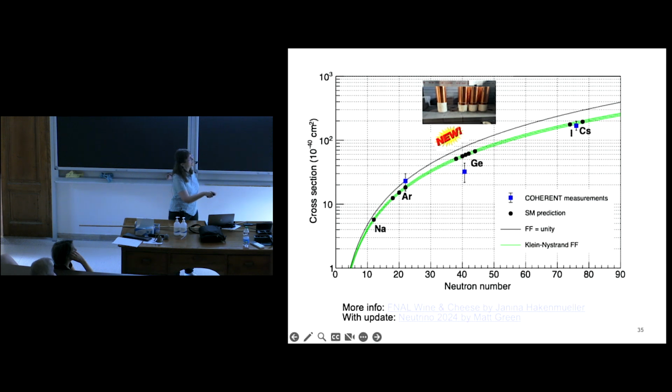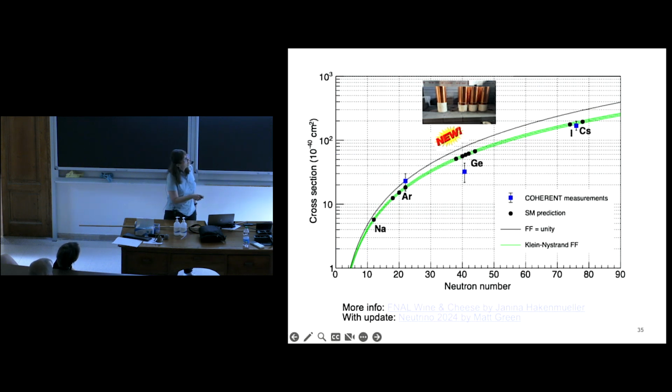There is, in fact, a form factor. The nucleus is not perfectly point-like. It has a shape, and if you take that shape into account, you get a suppression of the CEvNS cross-section, of the coherent cross-section, and that's shown in this green line. The width of this green line shows the uncertainty on the form factor. So you can see that the nuclear form factor uncertainties are small.